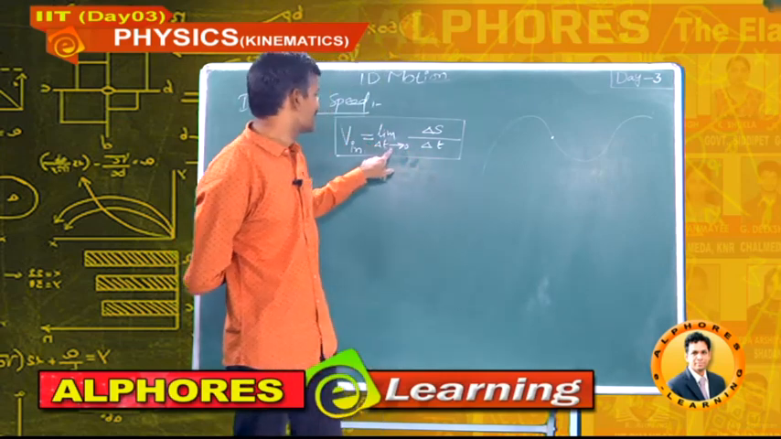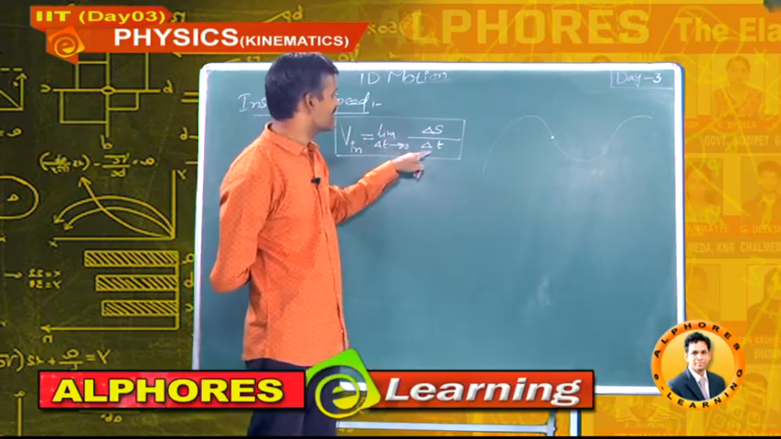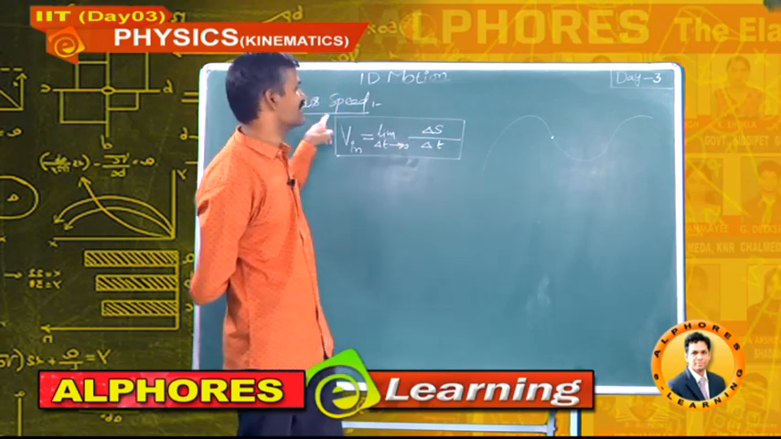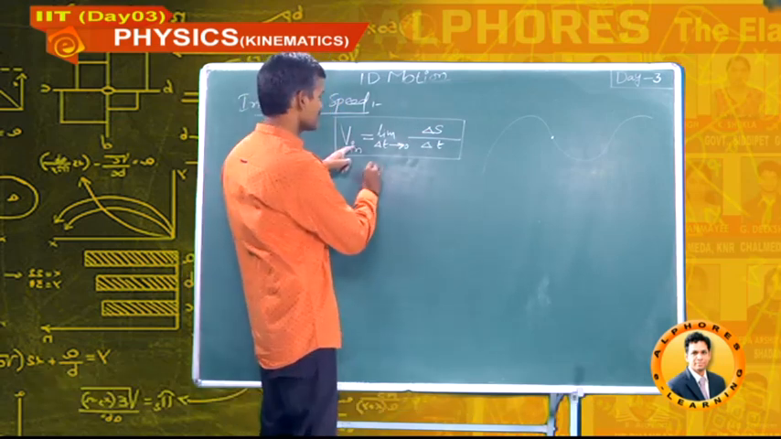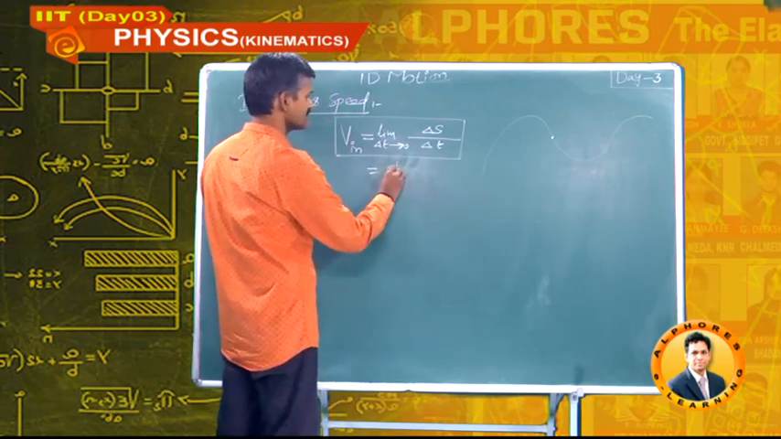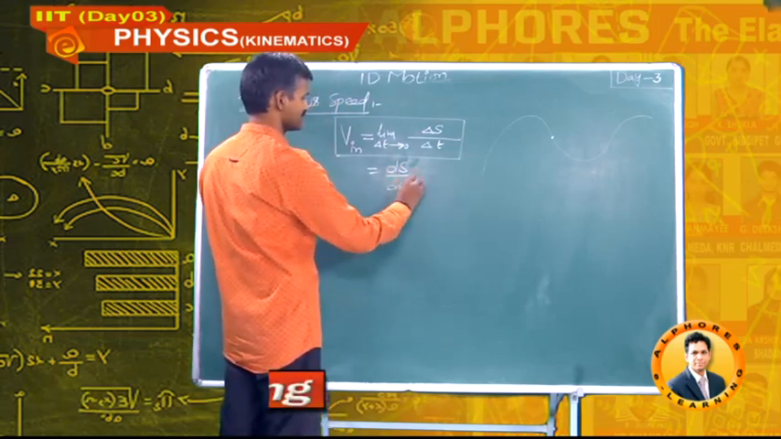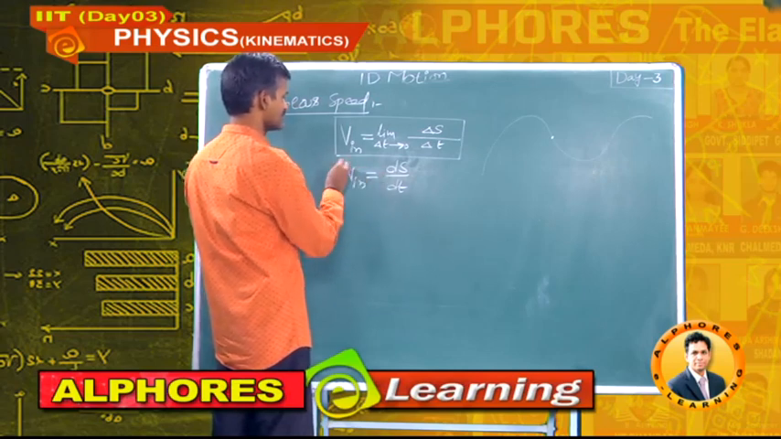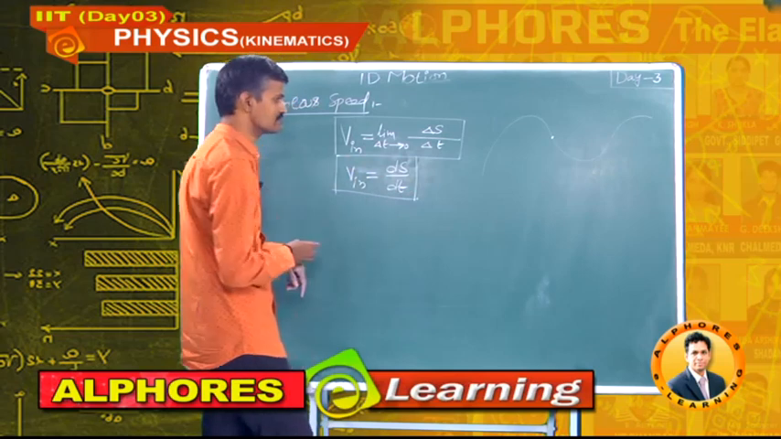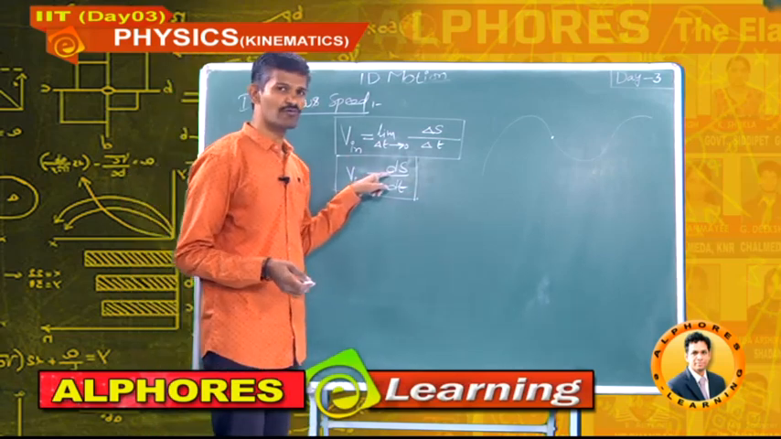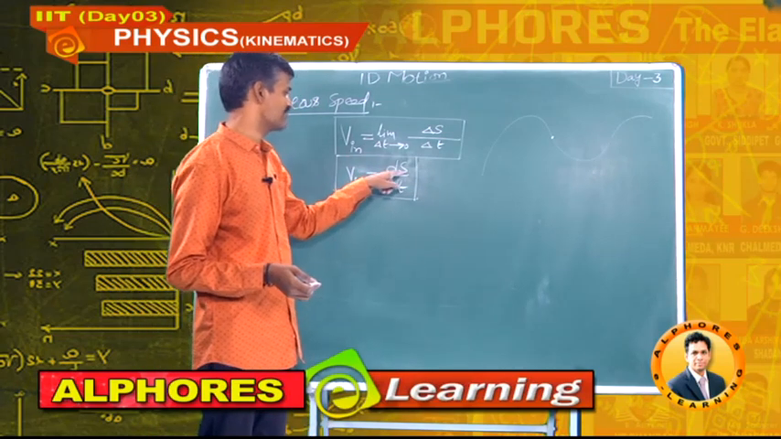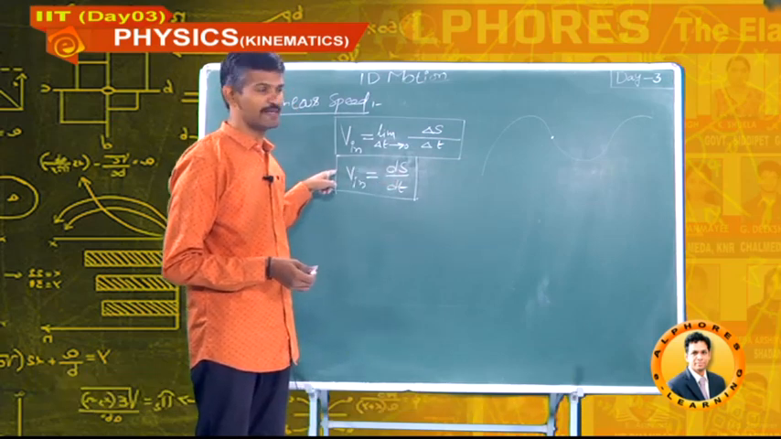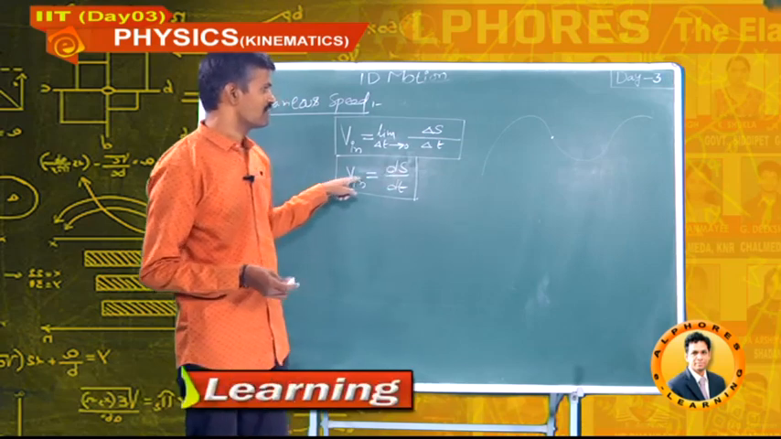So it becomes an instant. At that instant, the ratio between distance and time is known as instantaneous speed. So it can also be written as ds by dt. This is instantaneous speed. On taking the derivative of a distance function with respect to time, we will get instantaneous speed. I will give one example for this problem.